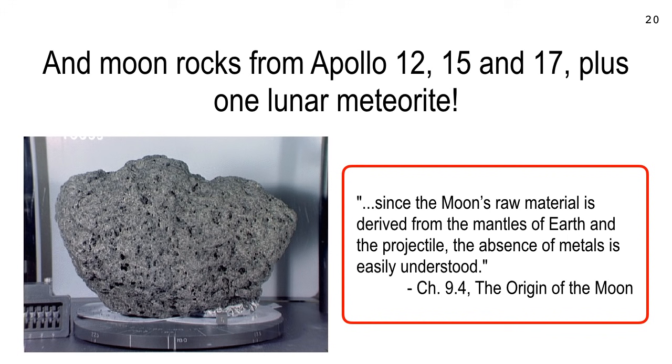So here's this pull quote. It says, the moon's raw material is derived from the mantles of Earth and the projectile, i.e. Theia. The absence of metal is easy to understand, and that's for the mantle of Earth. There's a ton of metal in the core of the Earth, but in the mantle it's relatively sparse, same as on the moon.